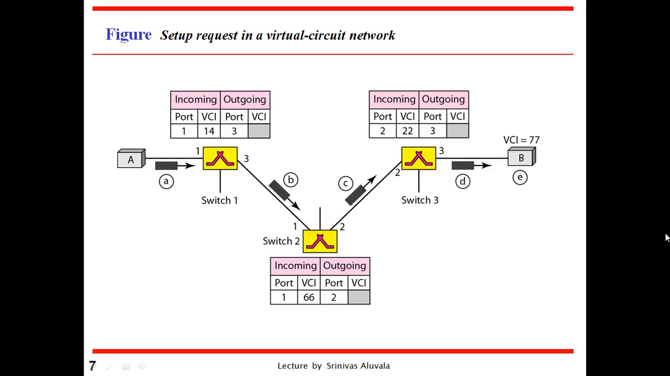The switch creates an entry in its table for this virtual circuit, but it is only able to fill 3 of the 4 columns. The switch assigns the incoming port 1 and chooses an available incoming VCI 14 and the outgoing port 3. It does not yet know the outgoing virtual circuit identifier, that is VCI, which will be found during the acknowledgement step. The switch then forwards the frame through port 3 to switch 2.